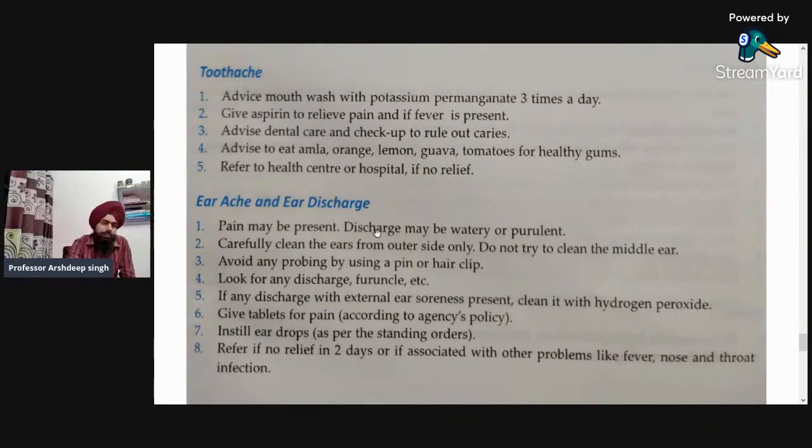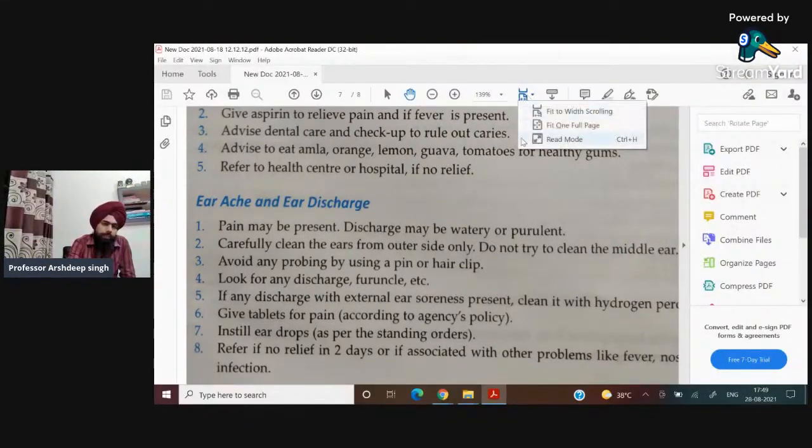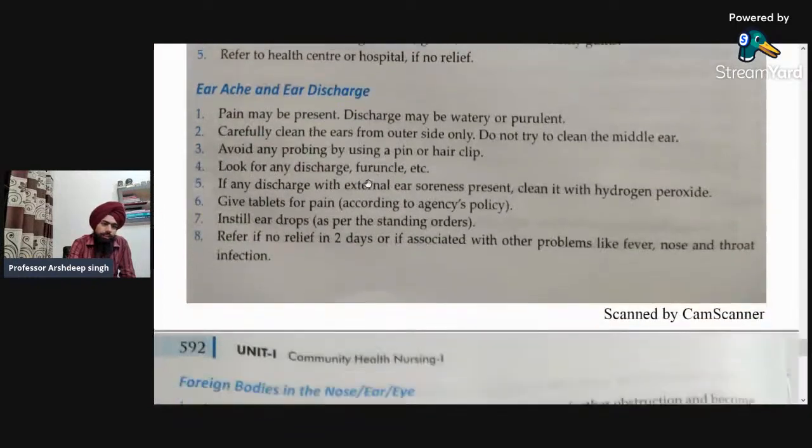Next is earache, that is pain in the ear and ear discharge. That means some type of mucus or wax is oozing out from the ear. So what are the symptoms? Pain may be present and discharge may be watery or purulent. Next, carefully clean the ears from outside only. Do not try to clean the middle ear. If we clean the middle ear, we may puncture the eardrum and can have deafness, so we have to clean our ear in a very careful manner.